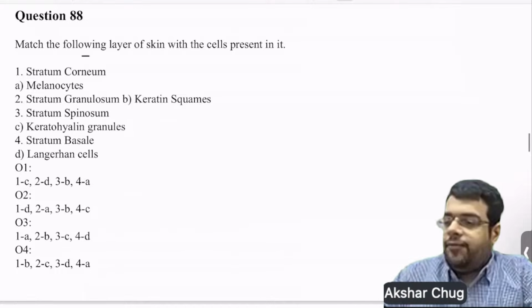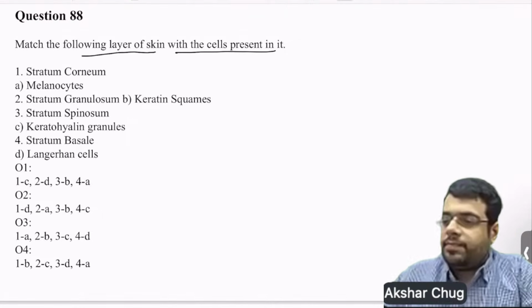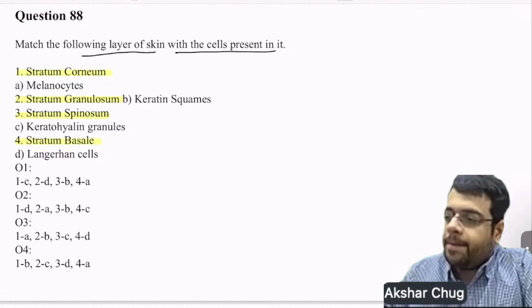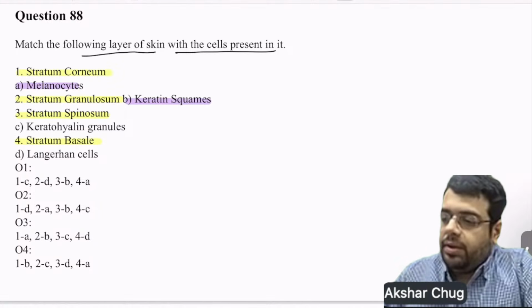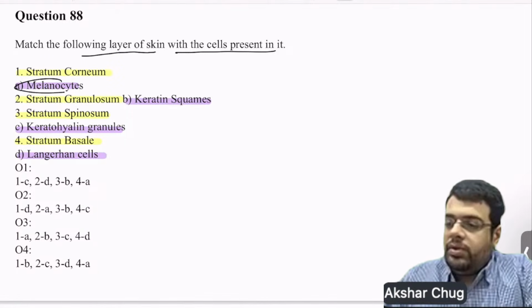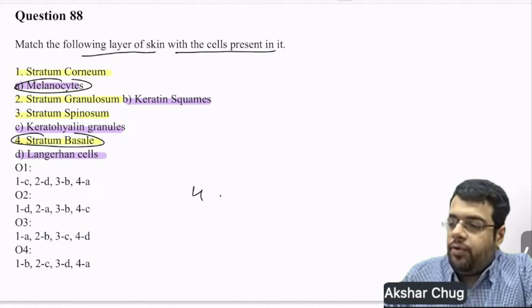Which of the following layer of skin with the cells present in it? Stratum corneum, stratum granulosum, stratum spinosum, and stratum basale. Melanocytes, keratins, keratohyalin granules, Langerhans cells. Now first, let's match what we already know. So we know that melanocytes are present in the stratum basale. So 4 would be A.